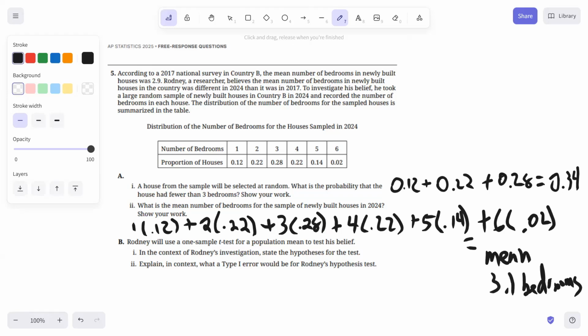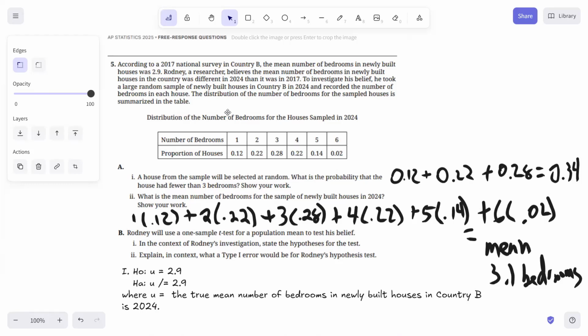Pretty straightforward there. Part B, Rodney will use a one sample t-test for a population mean to test his belief. In the context of Rodney's investigation, state the hypothesis of the test. So here you have to state the null and alternative hypothesis as well as define your parameters. So the null would be that mu is 2.9. The alternative, mu is not equal to 2.9. We're just looking for a difference, not in either direction specifically. Mu is the true mean number of bedrooms in newly built houses in the country in 2024. I'll write that out for you. So there we have it written out for you.